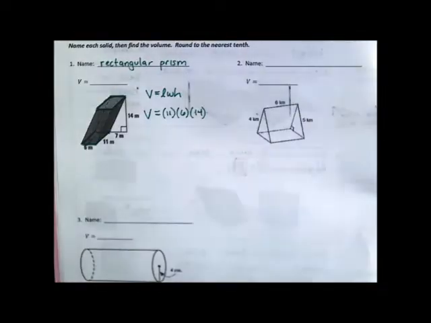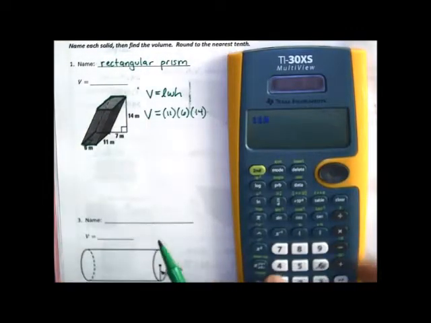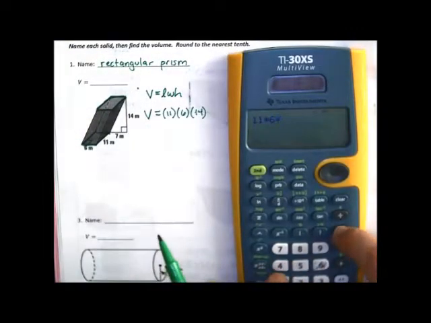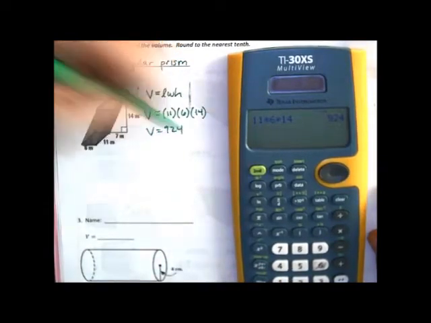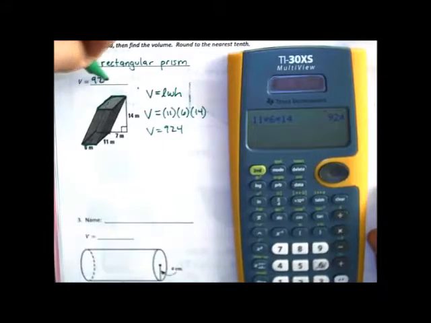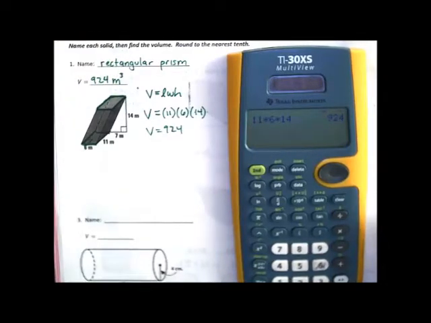So all I would do is go to my calculator, plug it in. 11 times 6 times 14, V equals 924. Be careful, we're no longer using square units, we're using cubic units, because we have 3 dimensions. So we should use meters cubed.